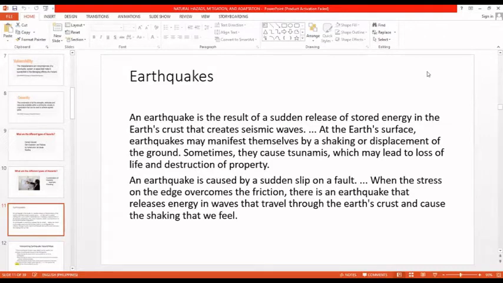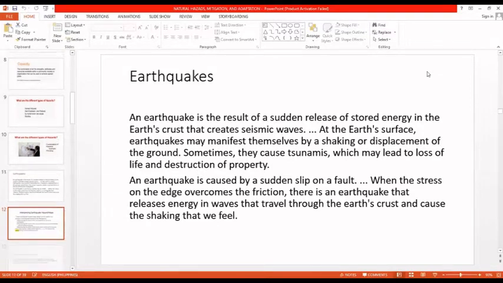Okay. So, an earthquake is caused by a sudden slip on a fault. When stress on the edge overcomes the friction, there is an earthquake that releases energy in waves that travel through the Earth's crust and cause the shaking that we feel.